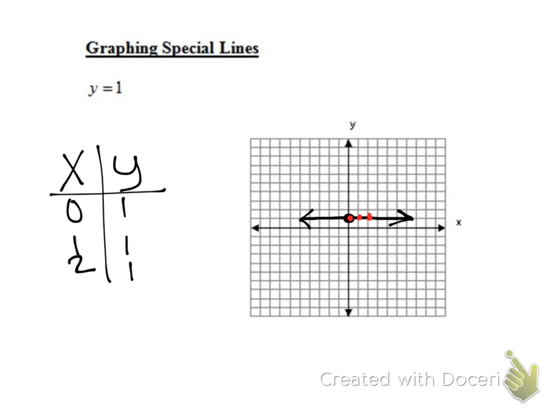Technically, you could use M and B here too. B would be 1, M would be 0. You could graph it that way. Lots of different ways to get the right answer here. Questions?